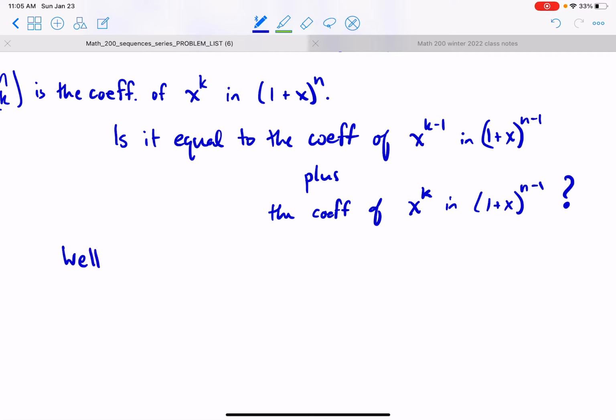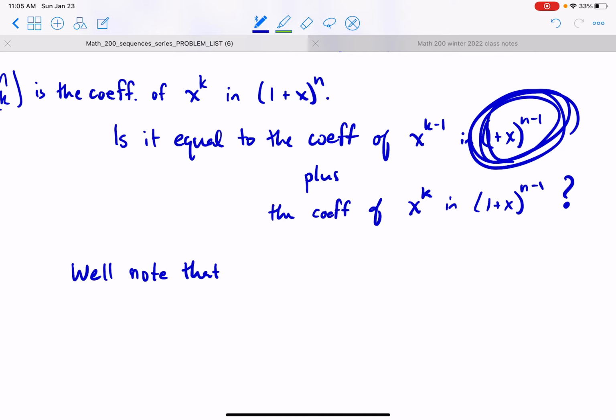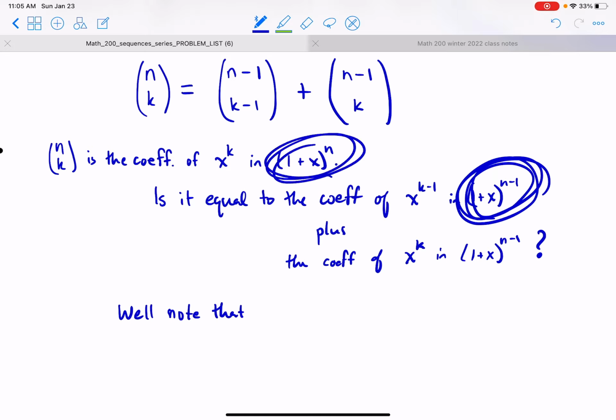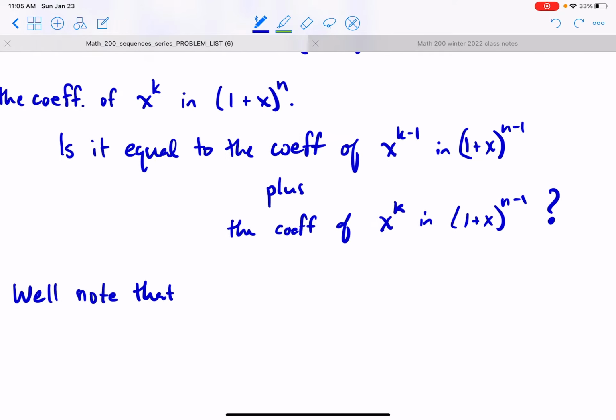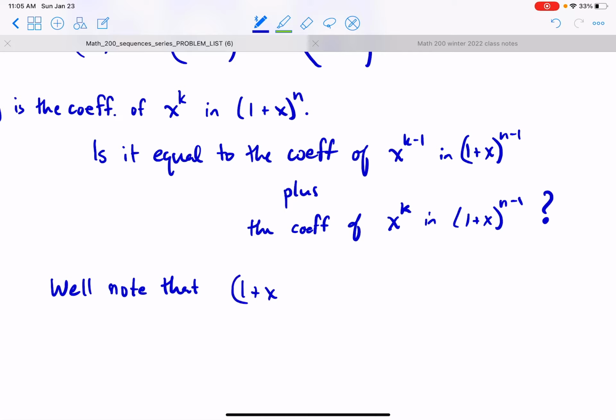Well, now let's call this, well, the coefficient, this one, well, okay, so really, the insight you'll need, well, note that this thing and this thing are related. That is the insight. And so 1 plus x to the n equals 1 plus x times 1 plus x to the n minus 1.